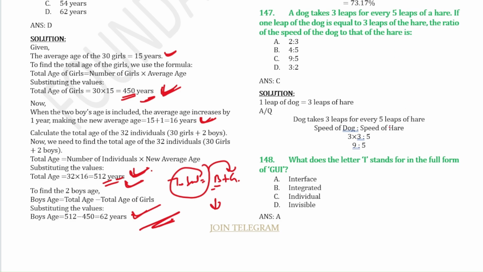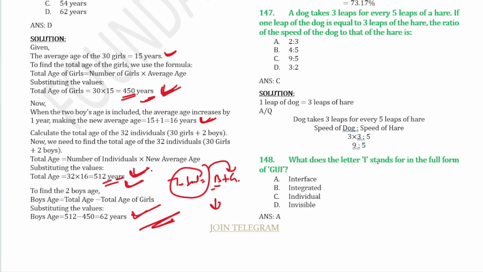So we have to make it equivalent. So we know that in the question they have given that 1 leap of dog is equal to 3 leaps of hare. So that's where we're multiplying it with 3. So 3 into 3, 9. So 9 to 5 is the correct answer.